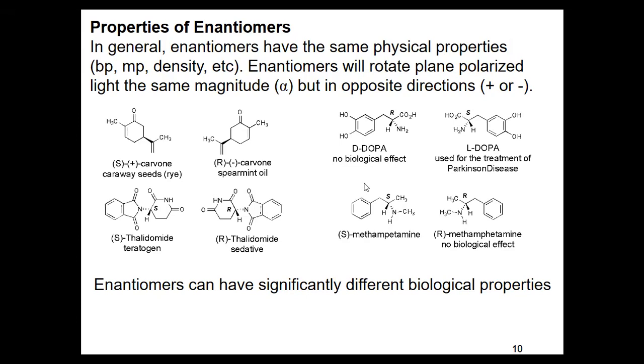Okay. Another example is the D-dopa and the L-dopa. So this is another way of naming enantiomers. I will explain when we go to carbohydrates. You have the D-dopa and the L-dopa. So the D-dopa won't have any biological effect, but this L-dopa has been used for the treatment of Parkinson's disease.